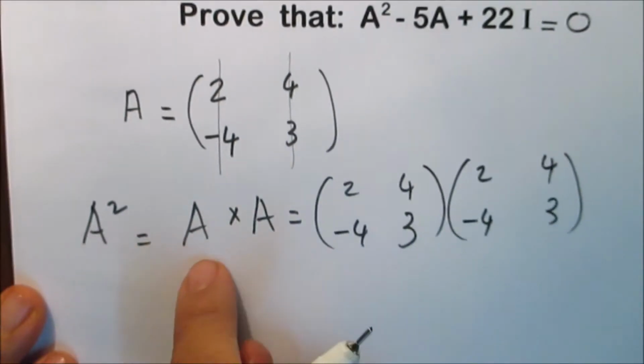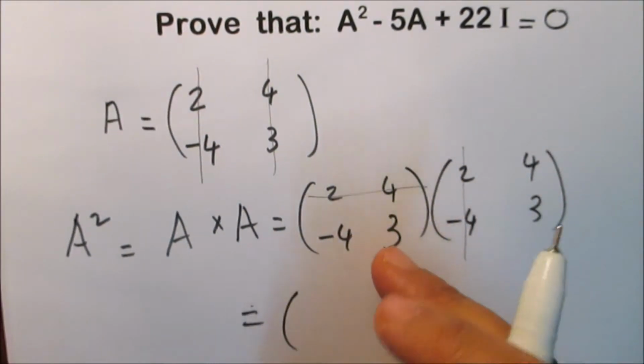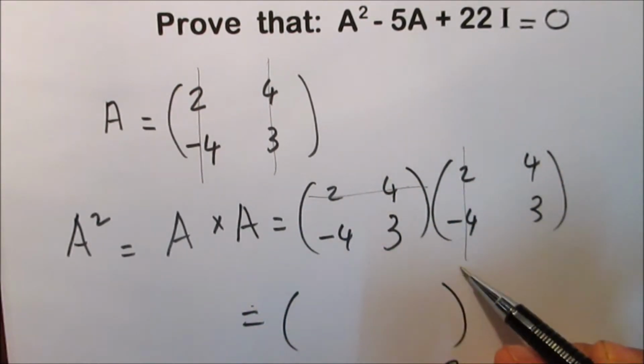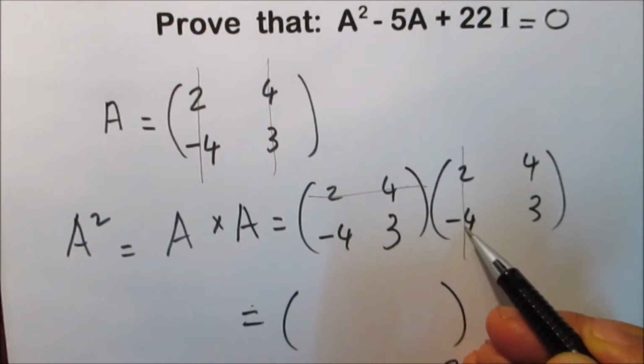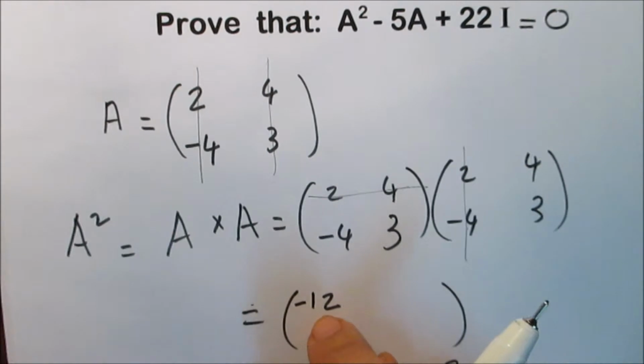A squared is A times A. So let's multiply A times A. We have a 2 by 2 matrix squared, so the order of the new matrix is also a 2 by 2 matrix. Take the first row with the first column. So 2 times 2 is 4, minus 4 times 4 is negative 16. 4 minus 16 is negative 12.